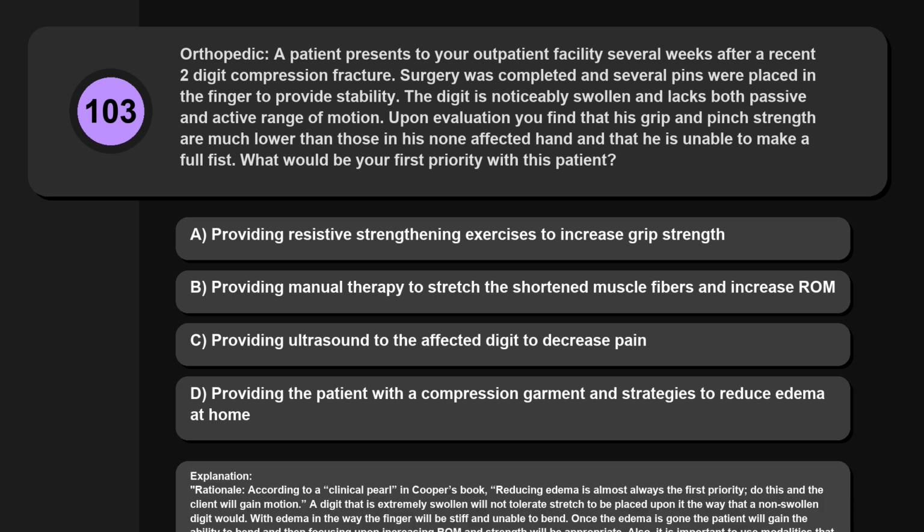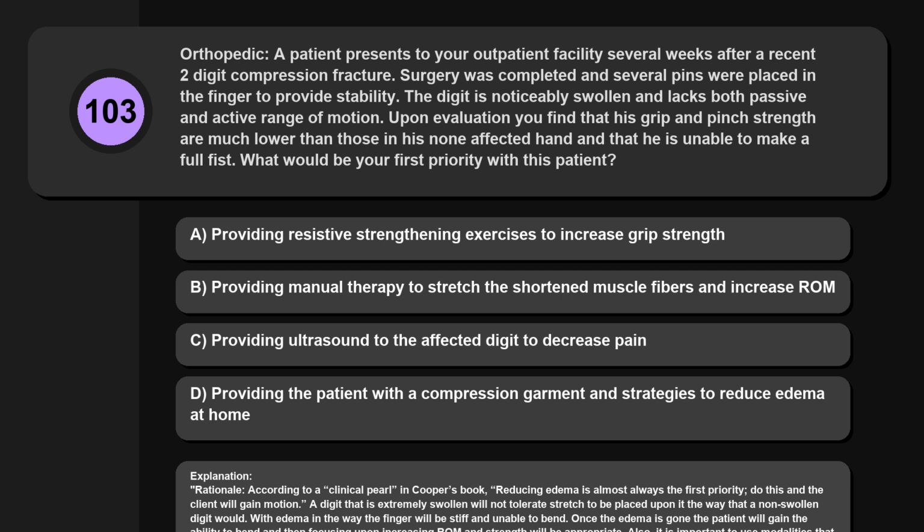Rationale: according to a clinical pearl in Cooper's book, reducing edema is almost always the first priority. Do this and the client will gain motion. A digit that is extremely swollen will not tolerate stretch the way that a non-swollen digit would. With edema in the way, the finger will be stiff and unable to bend. Once the edema is gone, the patient will gain the ability to bend, and then focusing upon increasing ROM and strength will be appropriate.